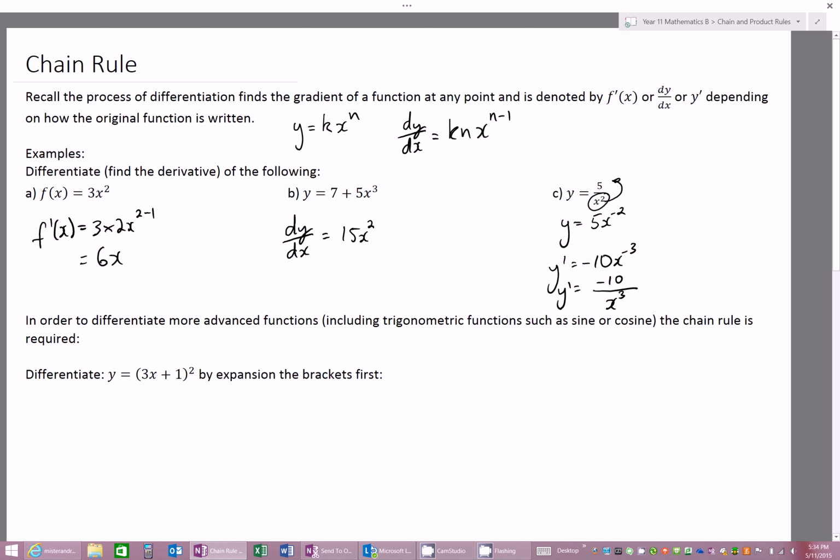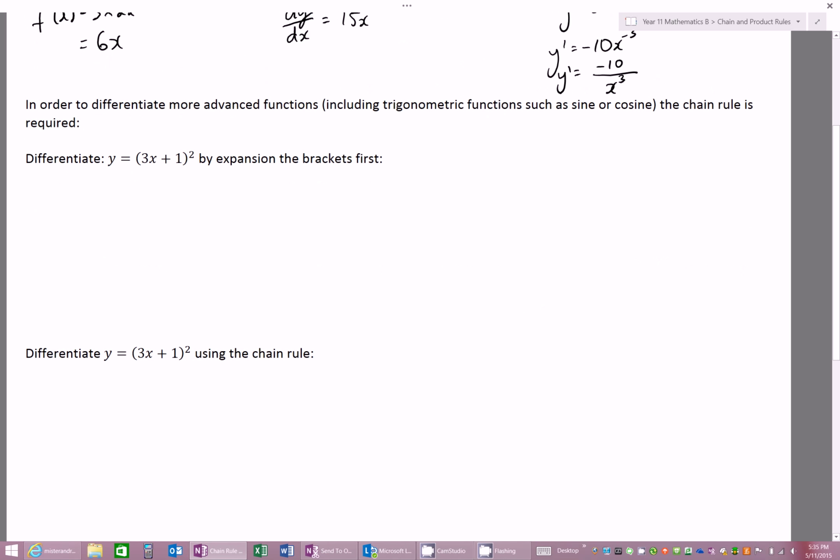Alright, so that's just a review. We're going to look at some more advanced functions, okay? And we need some additional rules. For example, the chain rule. We'll need this when we do some functions like sine and cosine in the future. But for today, we'll just look at it in some simple context so you get a hang of it.